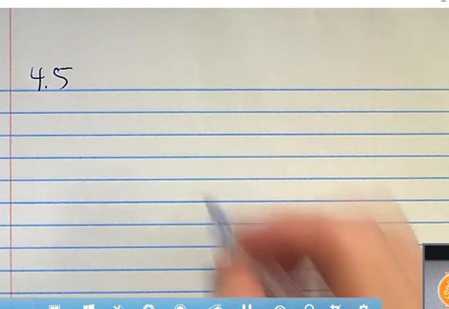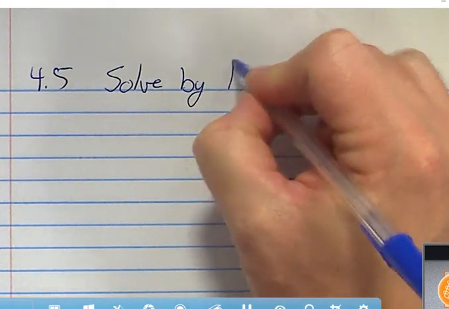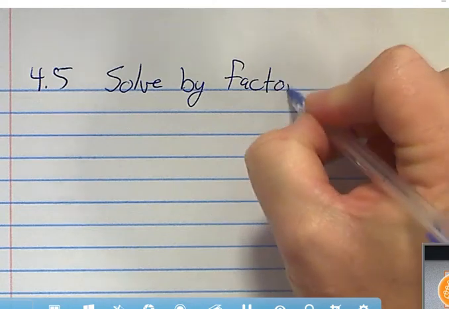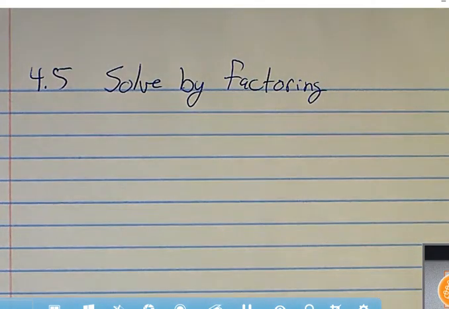Okay, so 4.5. We're still using the factoring, but this time we're going to solve by factoring. So all those rules that we had before, all the stuff we were doing on that last test, that's why I kind of let you use your notes on that part, because we've been working on the factoring and we didn't have a good review day, so I thought, well, let's just let you go back and do that.